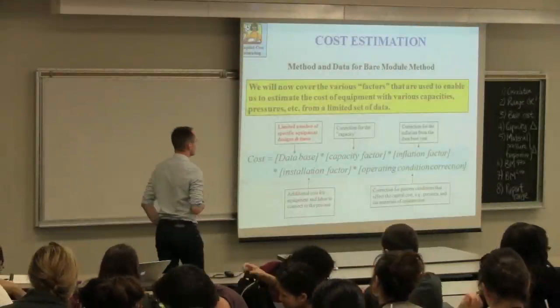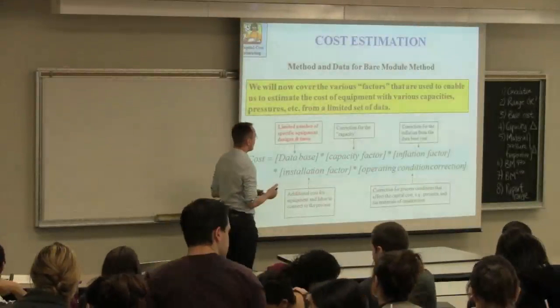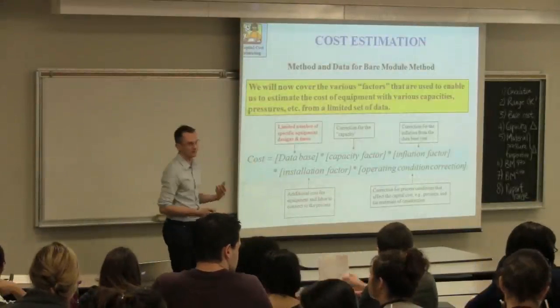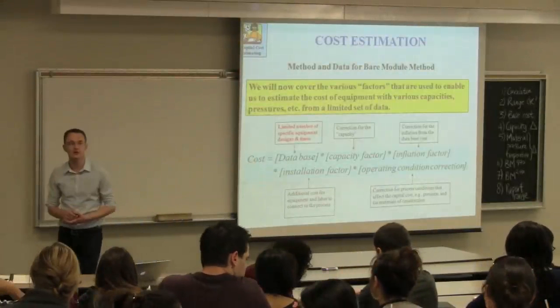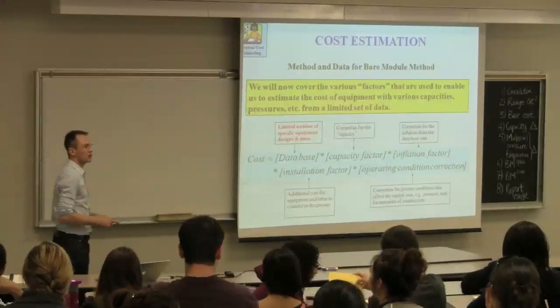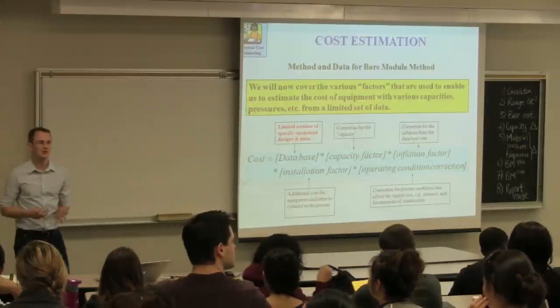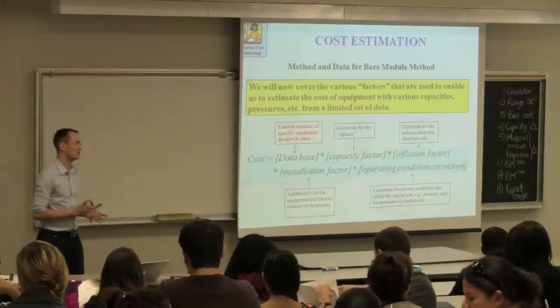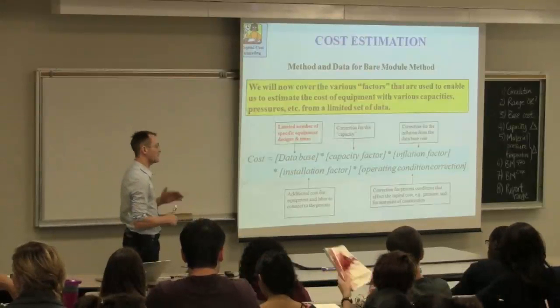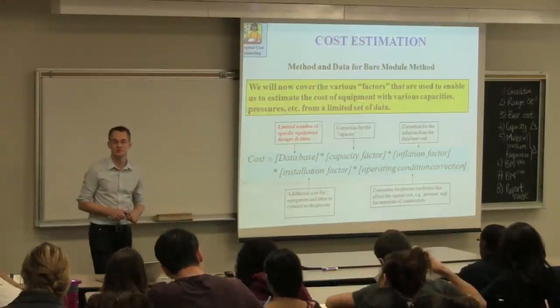Write down this estimate into several components, and then have these multiplicative factors that scale up for different capacity units, that scale up for the effect of inflation and for changes in operating conditions. So in today's class, we're going to work through three examples to illustrate this principle, and one of them is going to be pretty involved. So we need to have a systematic way to form these problems.